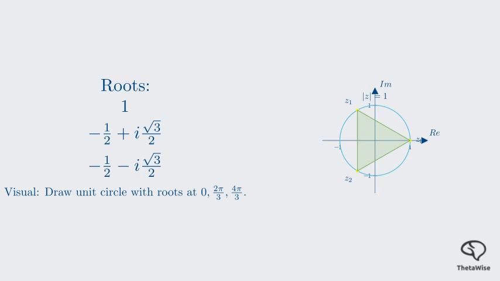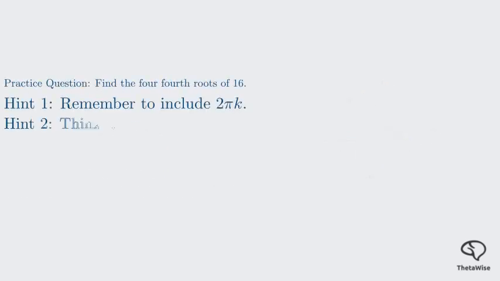Geometrically, they form an equilateral triangle on the complex plane. This visual is always true for the nth roots of any number. They are always evenly spaced points on a circle. For a practice question, try finding the 4 fourth roots of 16. Remember to include the 2 pi k and think about the geometry.